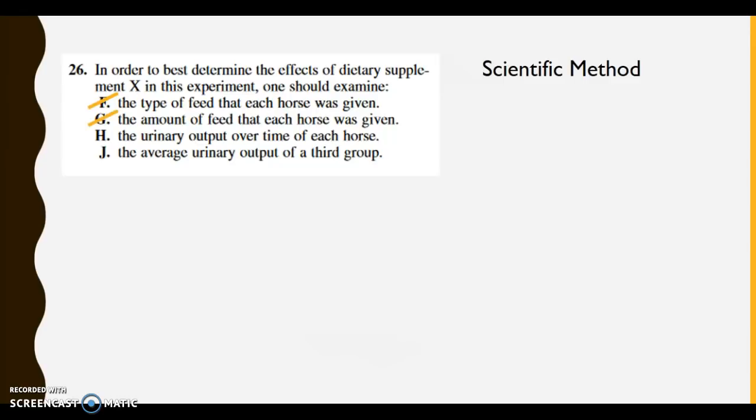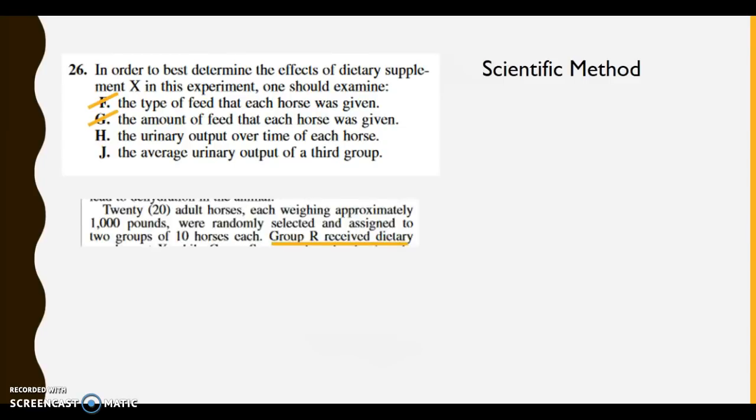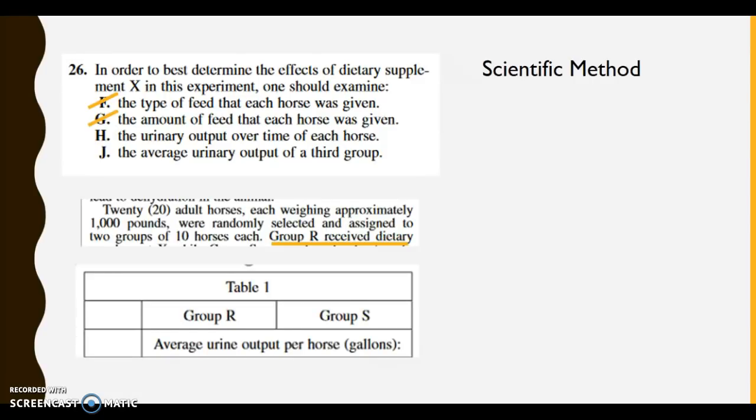H, the urinary output over time of each horse. If we go back to our passage, we see that we're looking at 20 horses in 2 groups of 10, right? So we just have 2 groups. So our answer choice is H, and the reason why is because we're looking for any answer choice that will give us more data points. This choice will give us more data points. But again, let's look at all of our answer choices. Answer choice J, the average urinary output of a third group. We wouldn't choose this answer because all we're looking at is a group that gets the supplement and a group that does not. So picking up a third group wouldn't actually help us in any way.